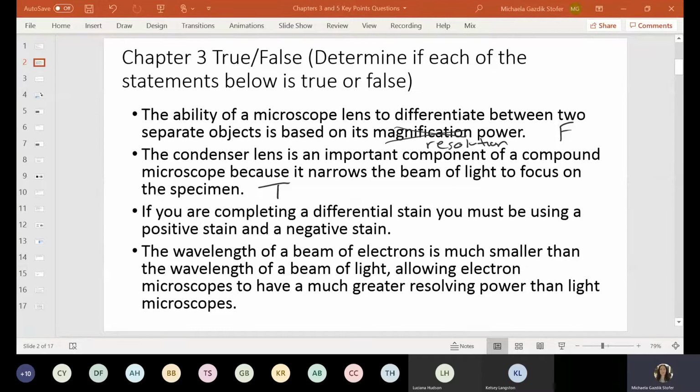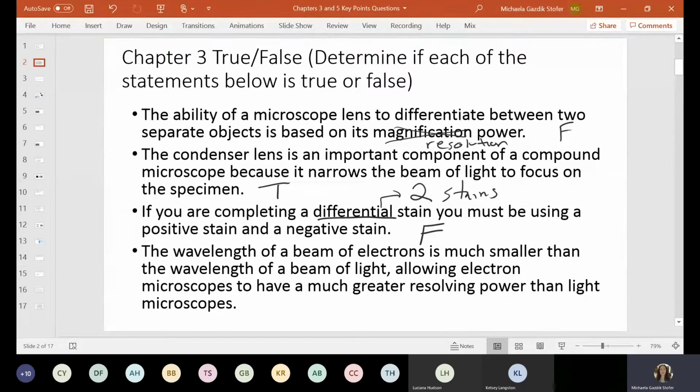If you're completing a differential stain, you must be using a positive stain and a negative stain. That one is going to be a false statement. Differential stains are stains that allow you to tell the difference between different types of microbes, and they require you to use two stains. But the reason this is false is they don't have to be a positive stain and a negative stain. In fact, most of the time they're actually two positive stains.